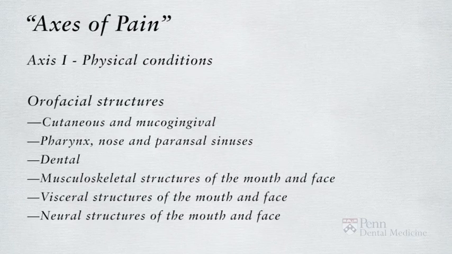There are many components to the orofacial structure, and any one of them may become dysfunctional and give rise to pain symptoms. The various structures of this region include cutaneous and mucogingival tissues, the pharynx, nose and paranasal sinuses, dental structures, musculoskeletal structures of the mouth and face, visceral structures of the mouth and face, and neural structures of the mouth and face. Clinicians should make every attempt to evaluate these structures as potential sources of pain.